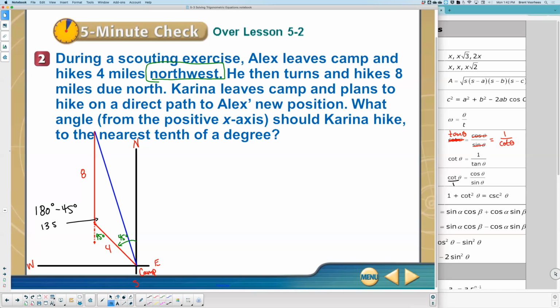135. We're going to say that's 135 degrees. Okay, so now I have three pieces of information on this triangle. I have a side length, a second side length, and 135. Would this be law of sines or law of cosines?